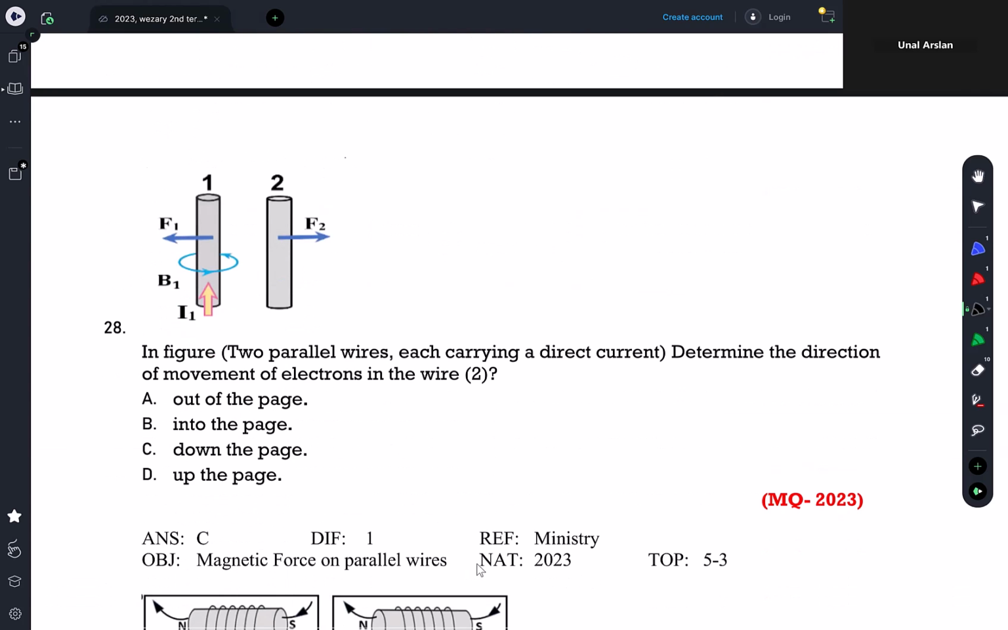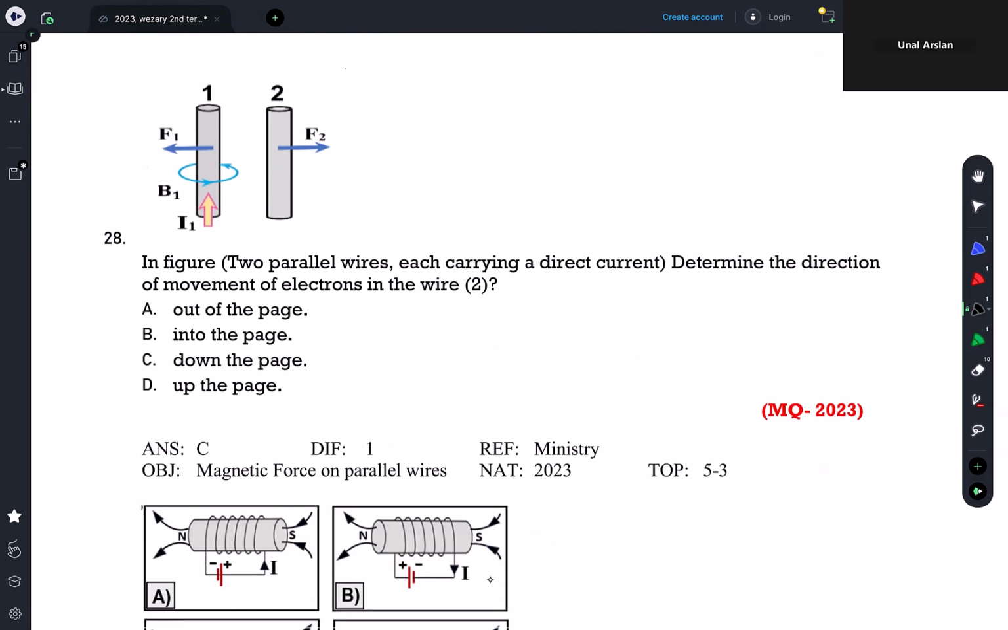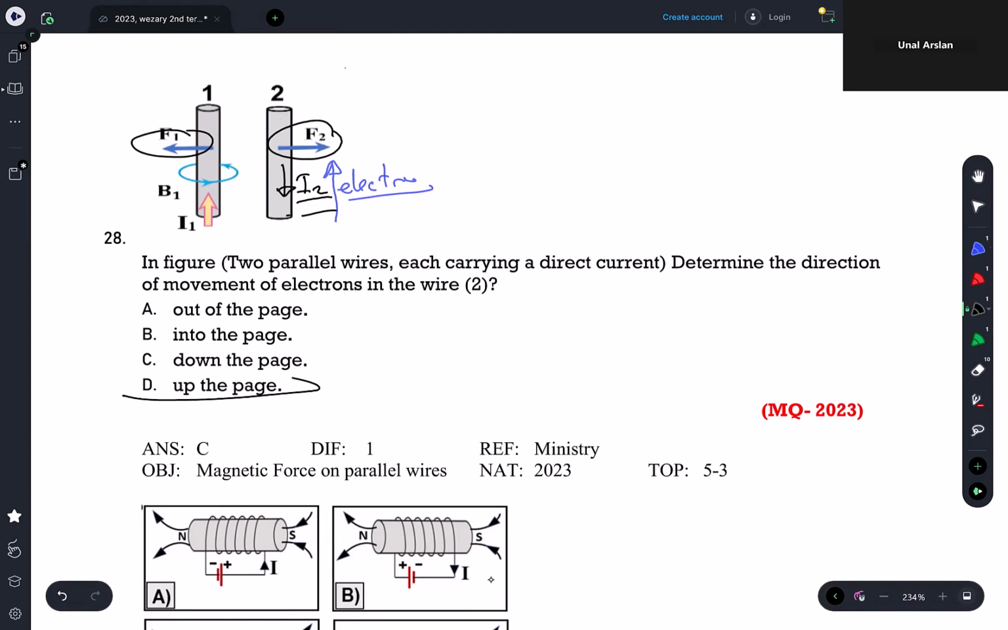In figure 2, parallel wires each carrying direct current, determine the direction of the movement of the electrons in wire 2. They repel each other. Look at them. The forces are away from each other, which means they repel each other. If the electric currents are opposite in direction, they will repel. So the electric current of the second wire will be down the page. But electron motion and electric current are opposite. So electron motion of the second wire is going to be up the page. So this is the correct choice.